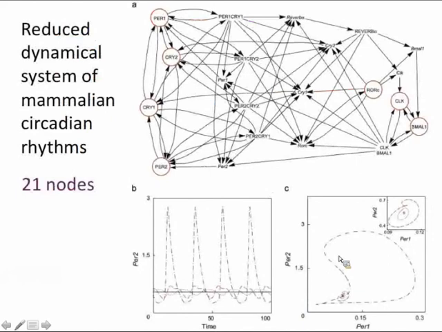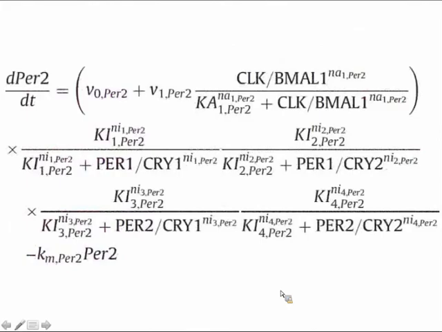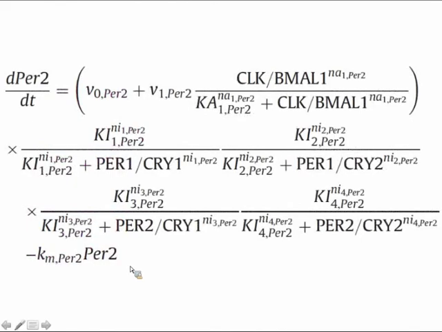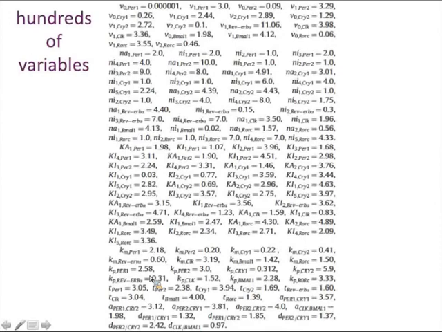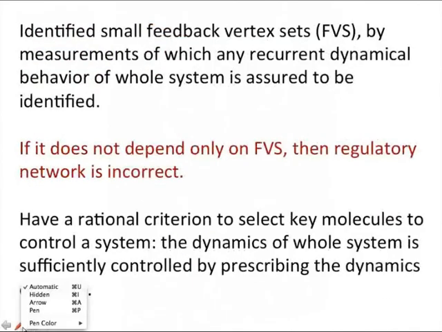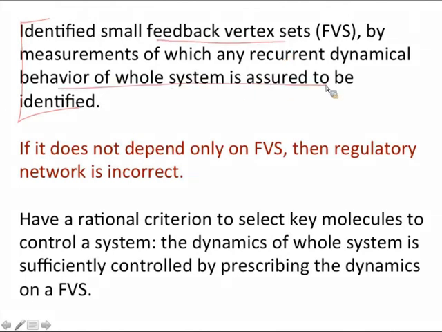There are other things where we can actually control the stuff. There are lots and lots of parameters, but we only need some nodes to control all those parameters. That was actually supposed to say parameters, not variables. But just to quickly summarize, you can identify a small feedback vertex set such that the behavior of the entire system can be identified. If I know the time course for this one, I can determine the time courses for this one. If it does not depend upon this, then we know our regulatory network is incorrect.